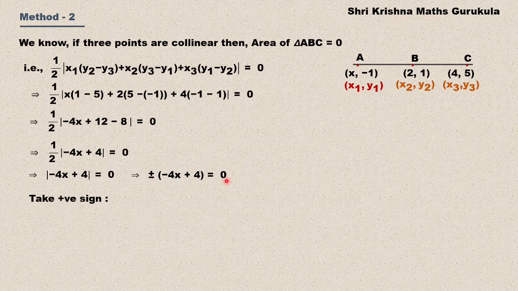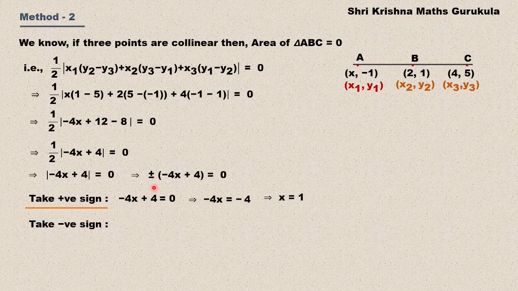Now first I will consider positive sign and let us check what value we get for x. That will be minus 4x plus 4 is equal to 0. Then minus 4x equal to minus 4. Then x is equal to 1. So when this whole term is positive, the value of x is 1.